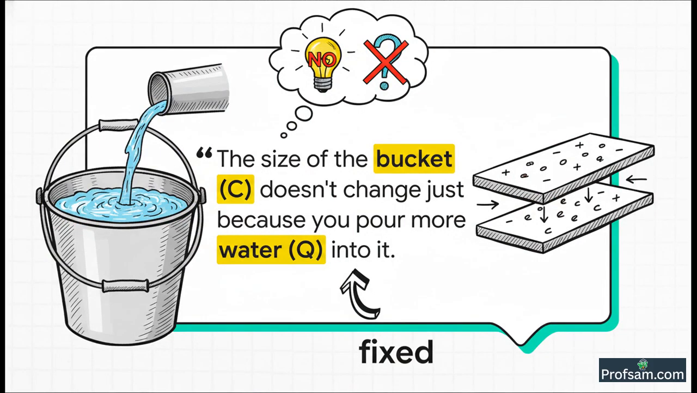Let's go back to our bucket analogy one last time. Does the size of your bucket change just because you pour more water into it? Of course not. The bucket's capacity is fixed. It is what it is. A capacitor is just the same. Its capacitance is a fundamental fixed property. So please, don't fall into this trap.